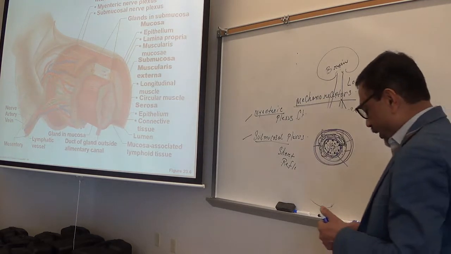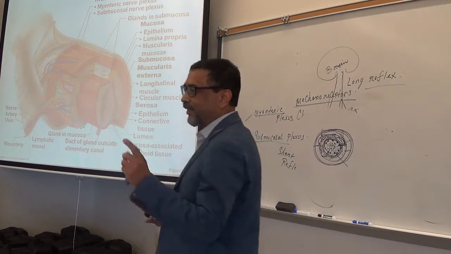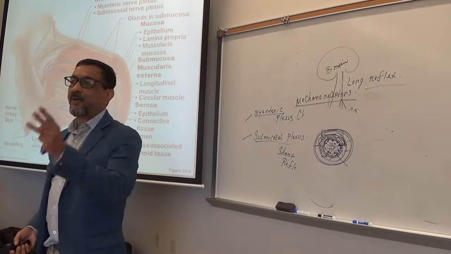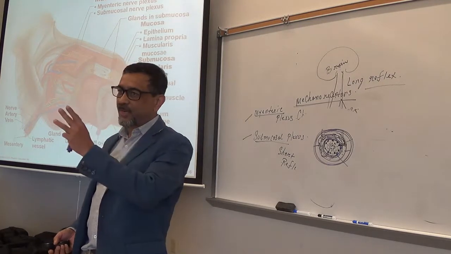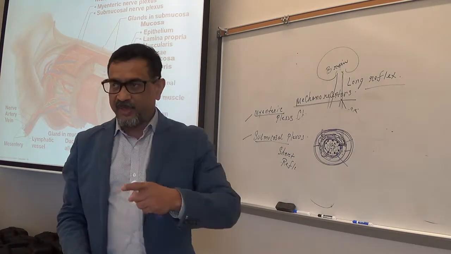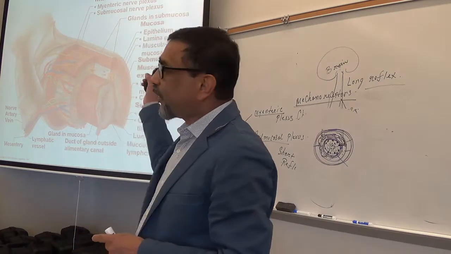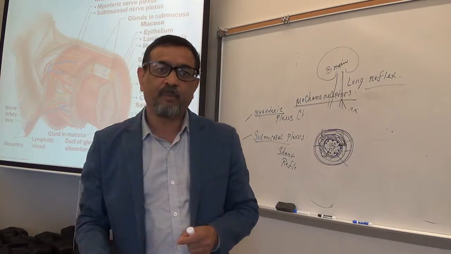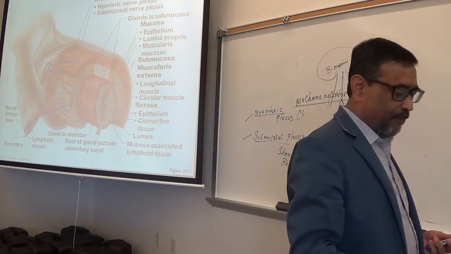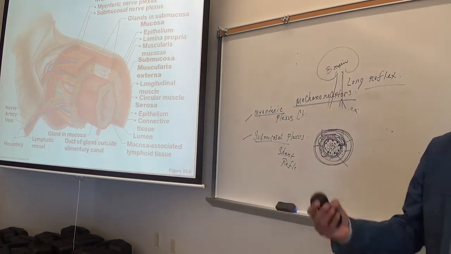So, mucosa has how many layers in it? Three. What are those from inside to outside? Epithelium, lamina propria, and muscularis mucosa, the muscle of the mucosa.